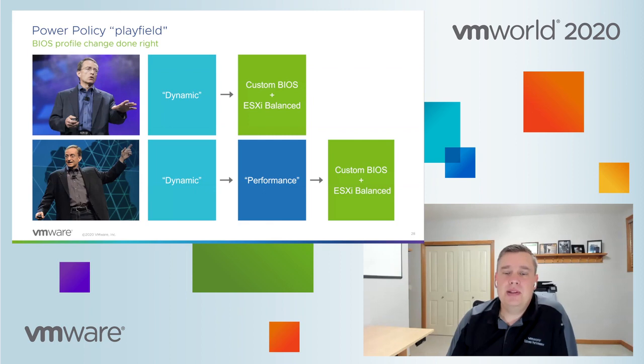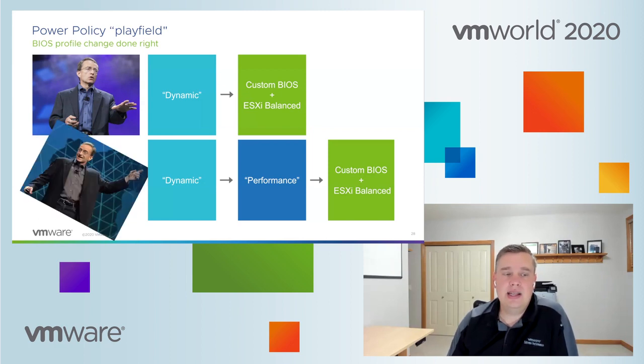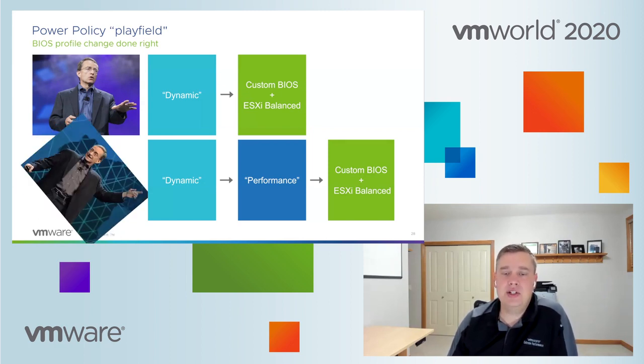What we want is the dynamic policy changed to performance first, and then let's apply our ESXi balanced on top of that, where we can take advantage of at least the deep C states. That's going to give us the optimal configuration, again, for power versus performance.